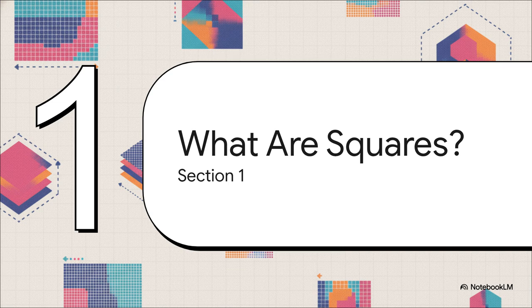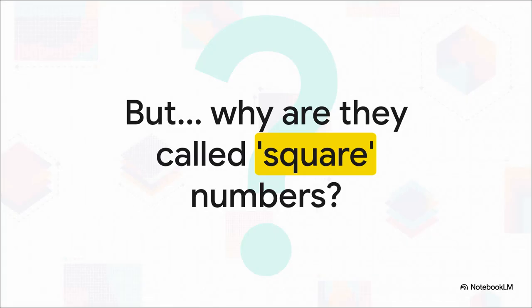We hear the term square number thrown around in math class, but what does it really mean? What makes a number like 9 or 16 so special that it gets to be called square? And honestly, that question is everything. Why square? It's not just some random name someone picked. The answer is the key to understanding this whole thing.